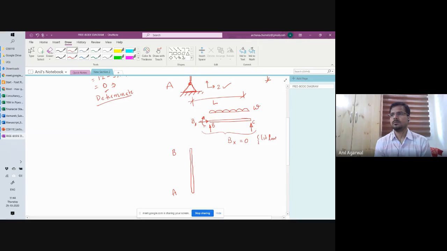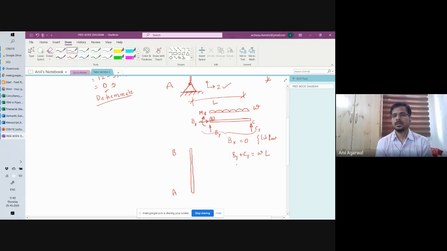Moment need not be 0, right? And of course, the By forces, so this you can call it Mb. And I can call this one as By. Okay. So, and B is the joint. So By need not be 0. Likewise, Cy need not be 0. Okay. So I know that By plus Cy is equal to wl.